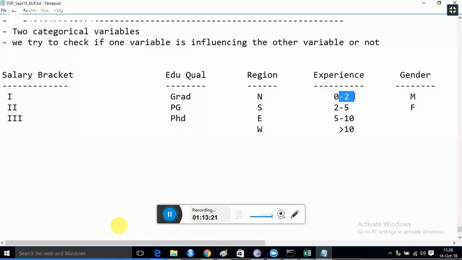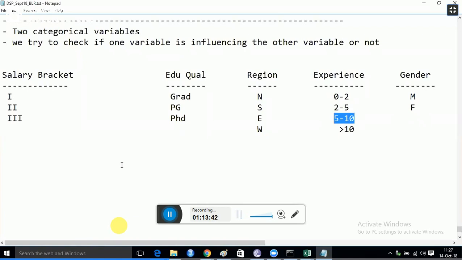Again, coming to experience, a person with 2 to 5 years of experience might receive a salary greater than someone falling under another bracket. And it's the same with gender. It varies from industry to industry, like sir said. You have to prove all these things.